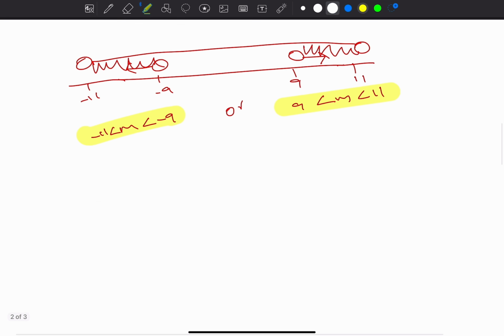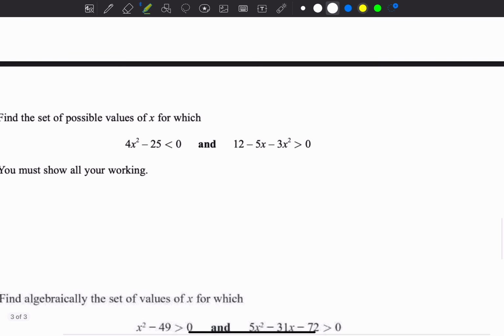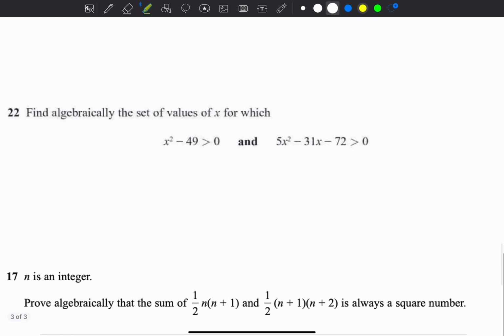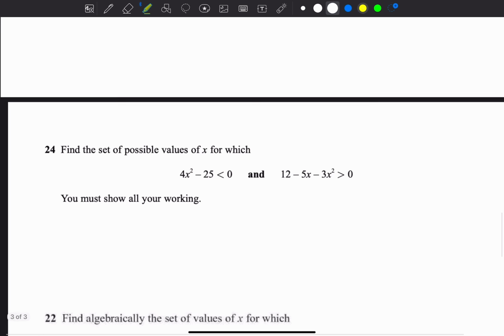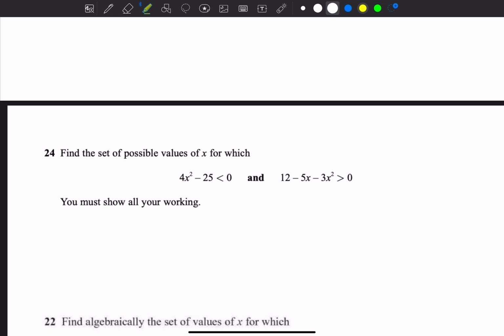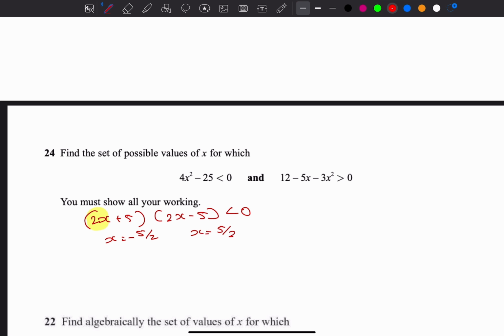Okay, next one. If you look at this one, if I do the 4x squared minus 25, which is a difference of squares, that makes (2x + 5)(2x - 5) less than 0. So x is minus 5 over 2, and x is positive 5 over 2.